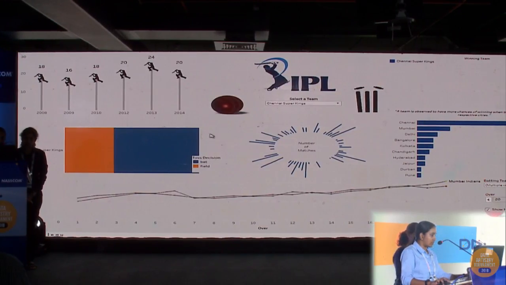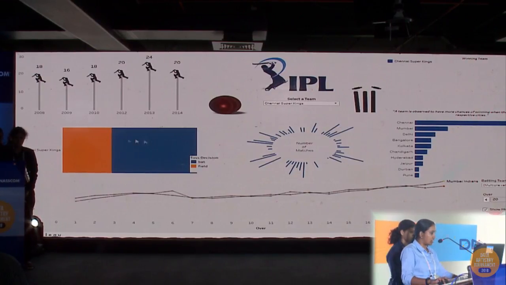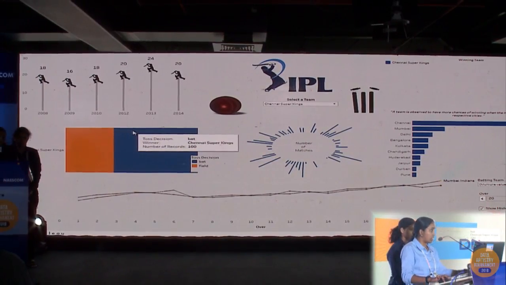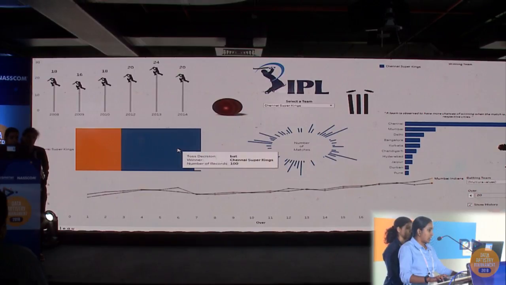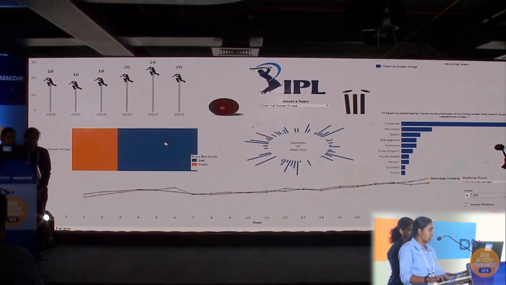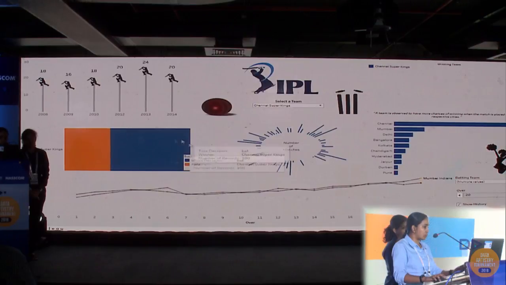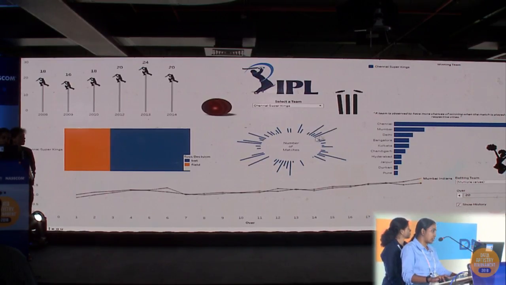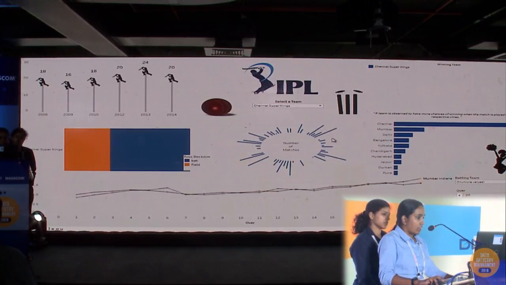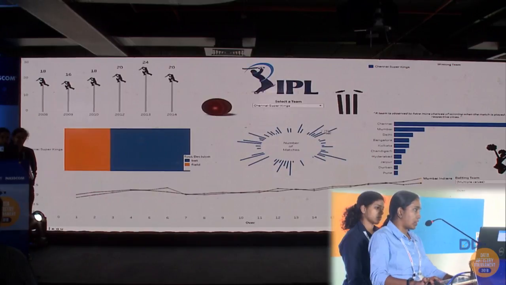And at the bottom we have the decision which they made when they got a chance at the toss. Most of the decisions were that they chose batting over fielding. So Chennai Super Kings have better chances of winning if they choose batting, is what I suppose from the data. And in the radial bar chart, the length of the bar represents the run rate of the match on that particular day.